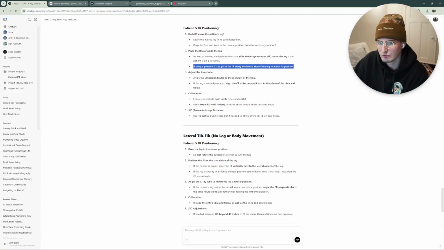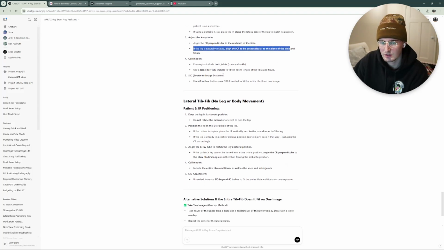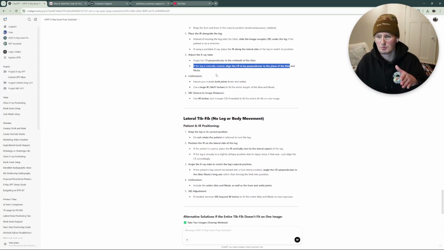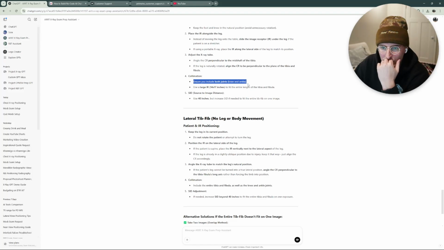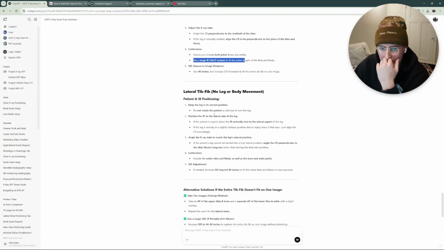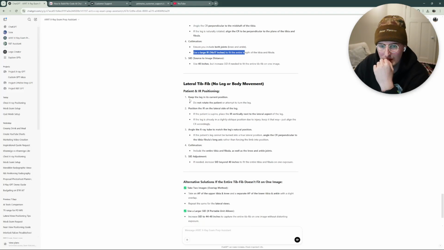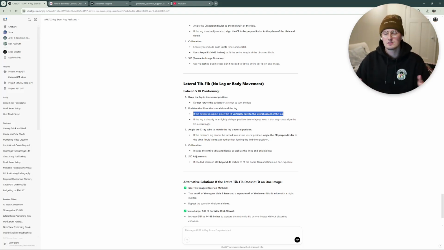Adjust the X-ray tube perpendicular. If the leg is naturally rotated, let's see, our perpendicular. I mean, you want everything perpendicular no matter what. Ensure you include both joints, knee and ankle. Okay, so that was for AP. Let's see the lateral. Keep the leg, do not rotate. The patient is supine. Place the IR vertically next to the lateral aspect of the leg, which would be the outside of the leg.